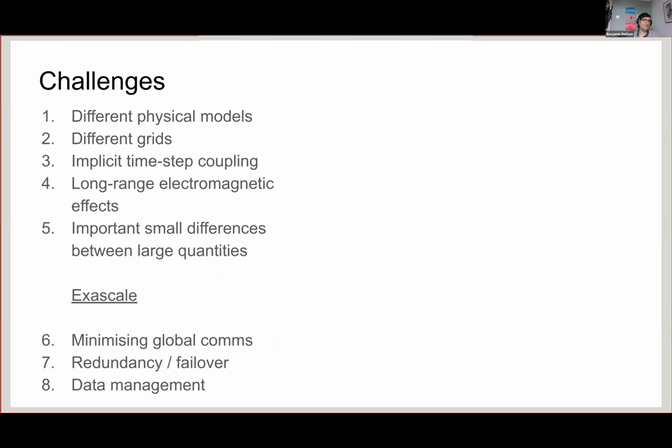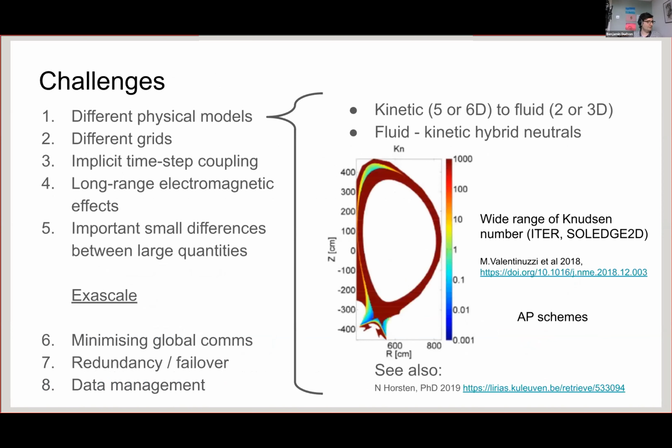Because of the way these models behave, we often need different grids. The plasmas are highly aligned to the magnetic fields, and that needs to be exploited for efficiency. But at the same time, other parts of our models don't care about that alignment, and so they need a different kind of grid.